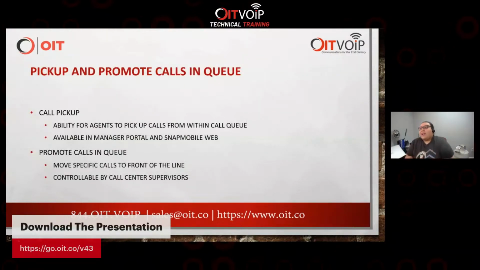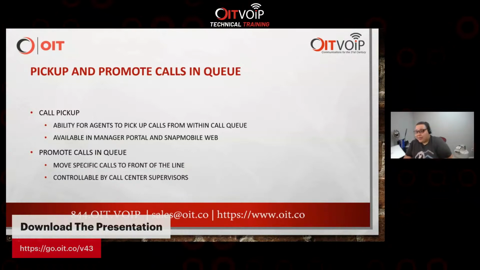All right, so let's talk about picking up and promoting calls. This is another very heavily requested feature. So the first thing you have is a call pickup feature. So call pickup would be to actually be able to answer the call from your device or send that call to another agent. So agents can go into the call queue, look at the active callers list, and pick a call from the lineup to answer.